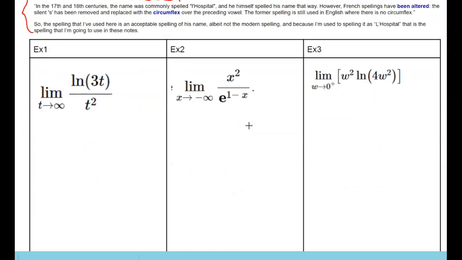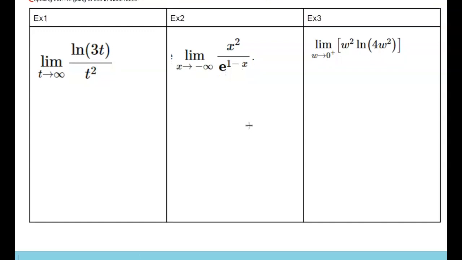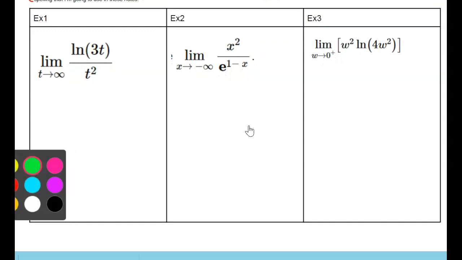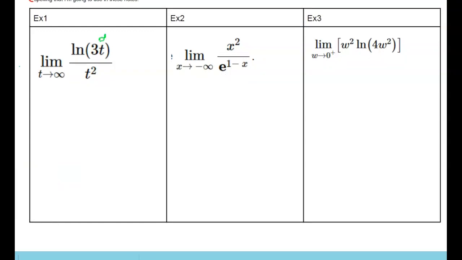All right, so let's look at example number one. What I want to do is the informal substitution. You have to remember the natural log of infinity. What's the natural log of infinity? You kind of had to remember the graph. The graph had an asymptote and it did keep getting bigger, just not at a fast rate. So this would be infinity on top, and then infinity squared is infinity. So we have infinity over infinity, which is indeterminate, okay?